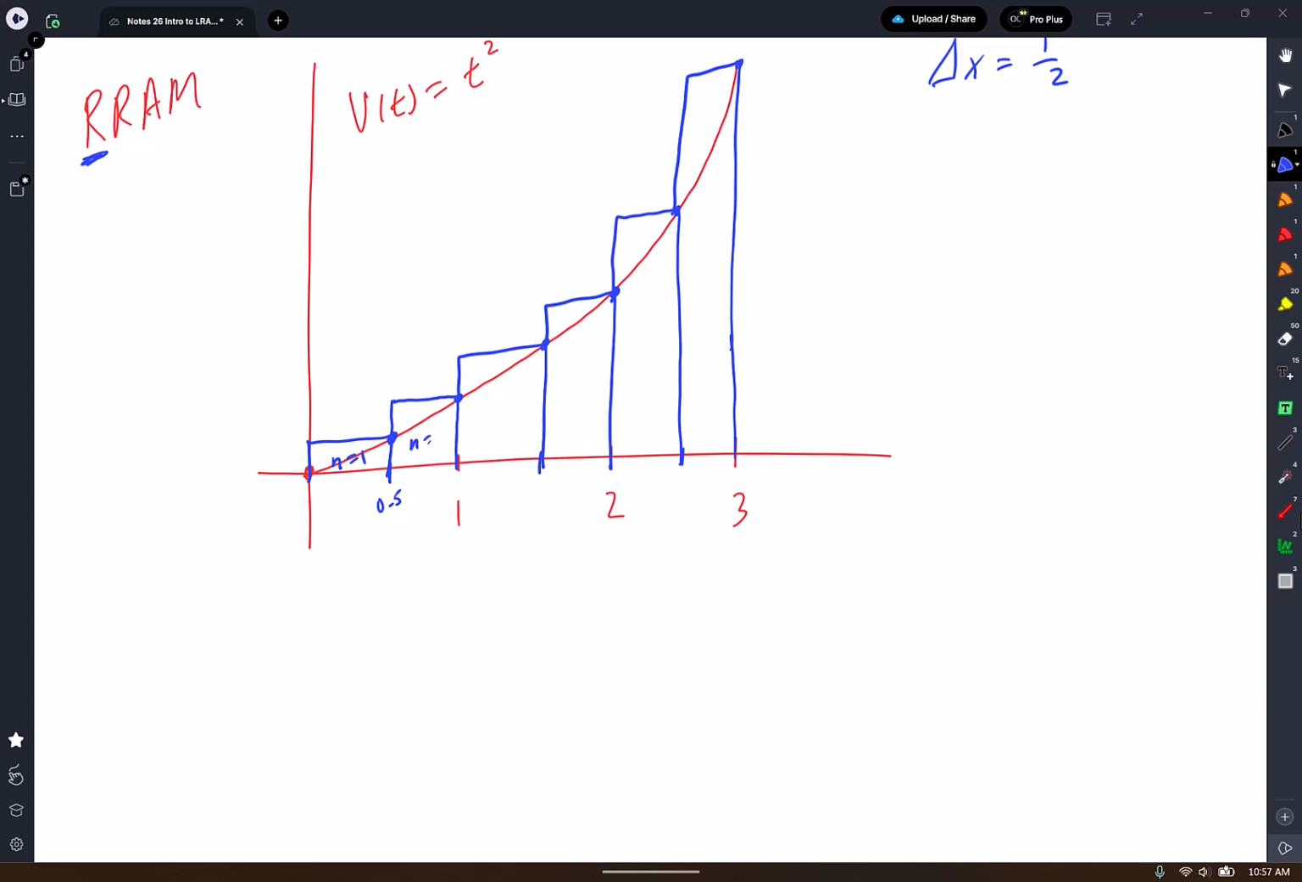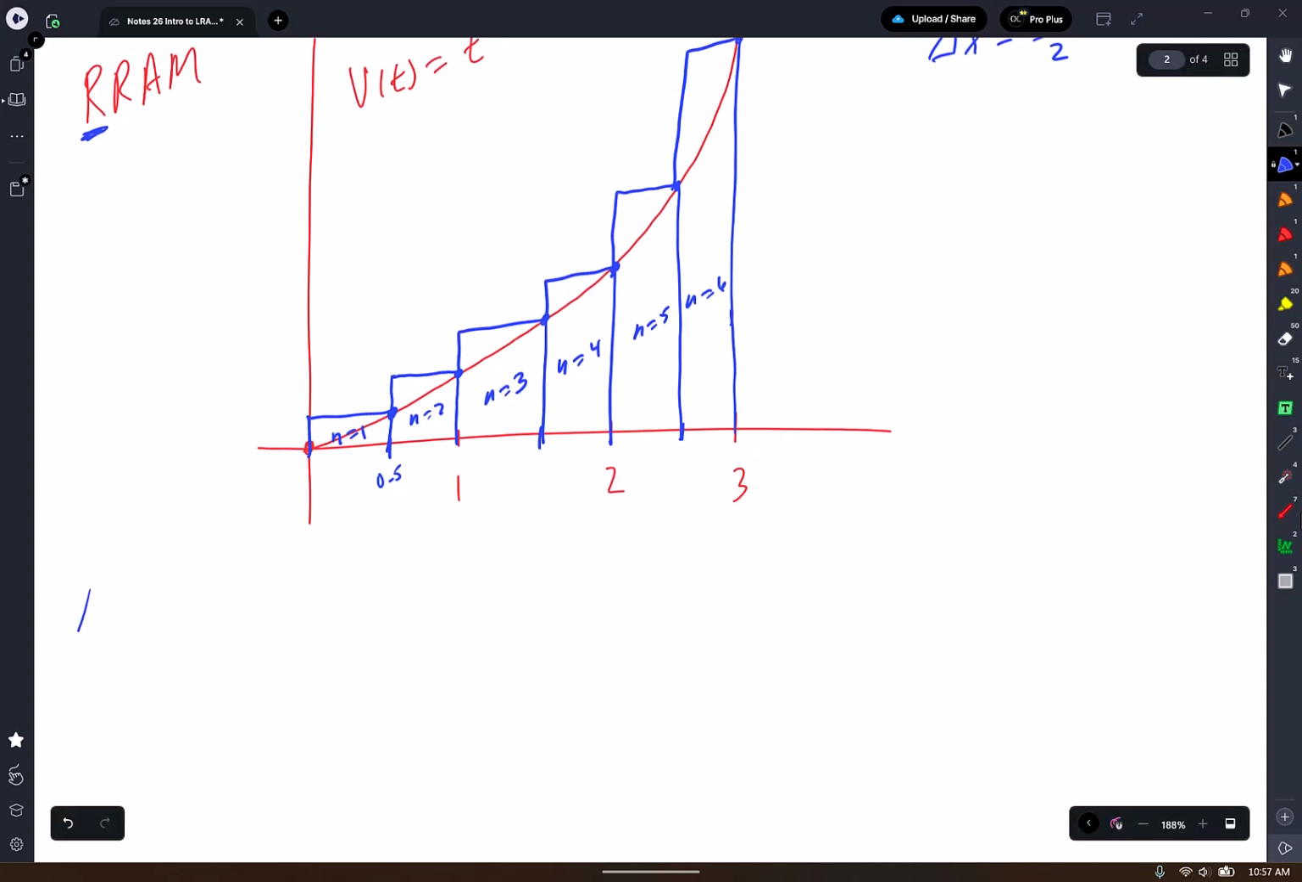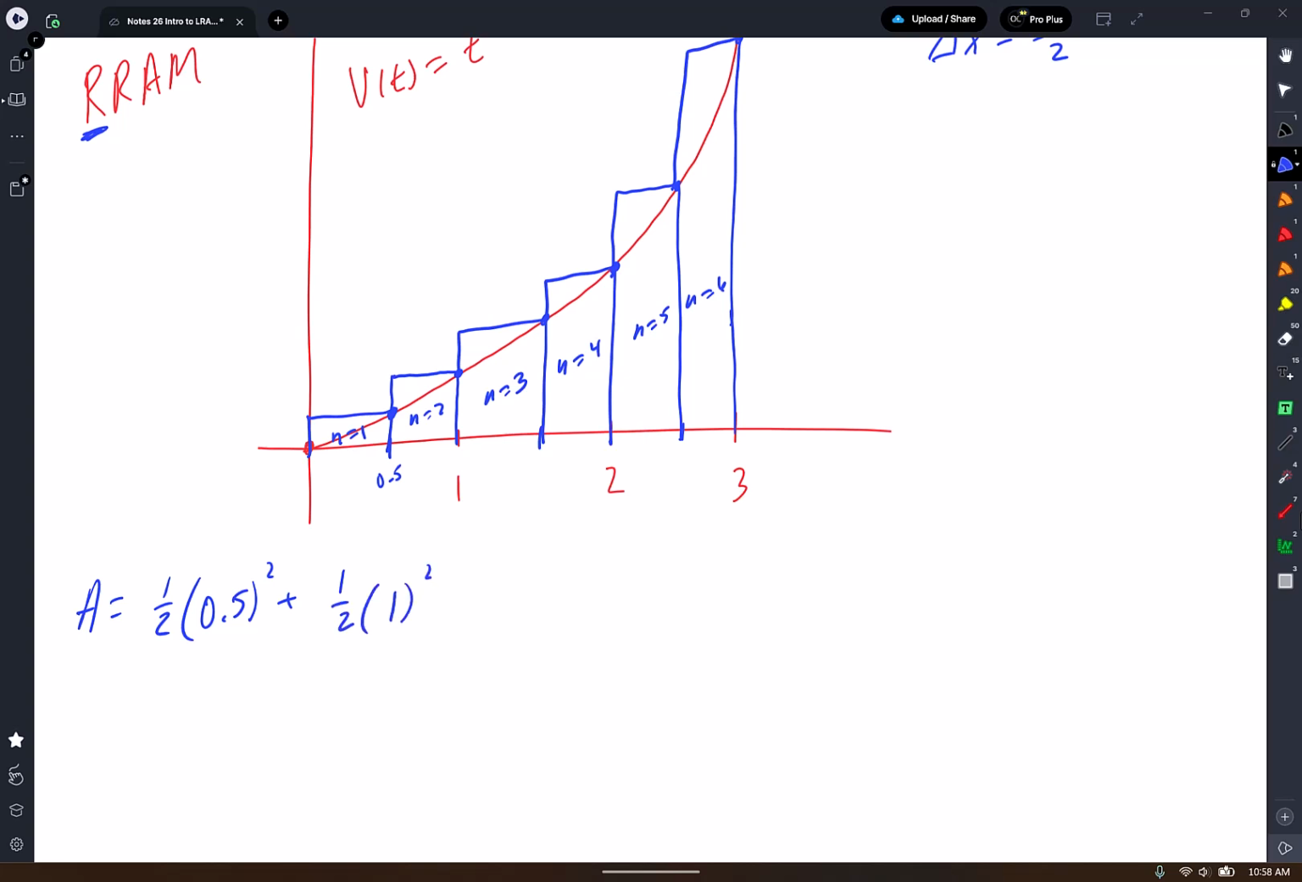N equals 1, N equals 2, N equals 3. You don't have to label that, I'm just doing that for your purposes. Area. How do I get area of a rectangle? Yeah, length times width, or width times height in this case. 1/2 times 0.5 squared plus 1/2 times 1 squared plus 1/2 times 1.5 squared plus 1/2 times 2 squared plus 1/2 times 2.5 squared. And this one does go all the way to 3. See, my 6th rectangle.